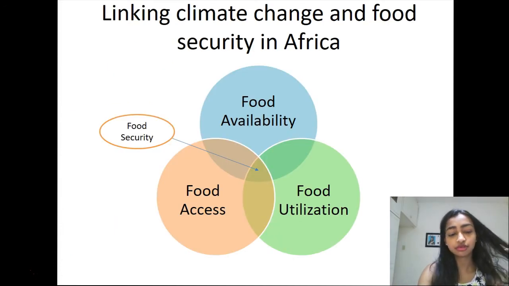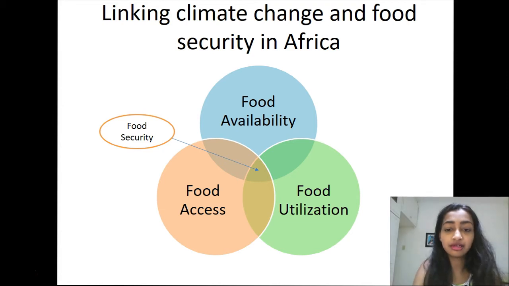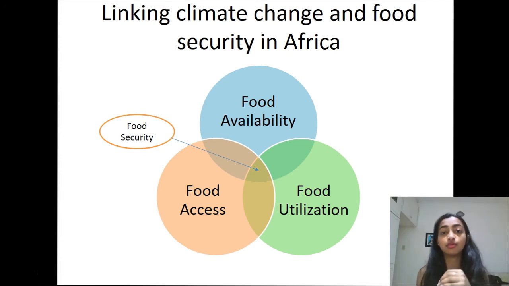Okay, so now I'm going to talk a little bit about climate change and how it affects Africa. Well, firstly, climate change can impact Africa by making it food insecure. Food security consists of three components: food availability, food access, and food utilization. All three combine to form food security.